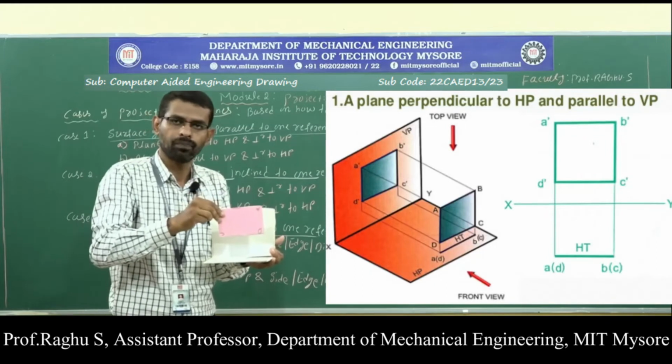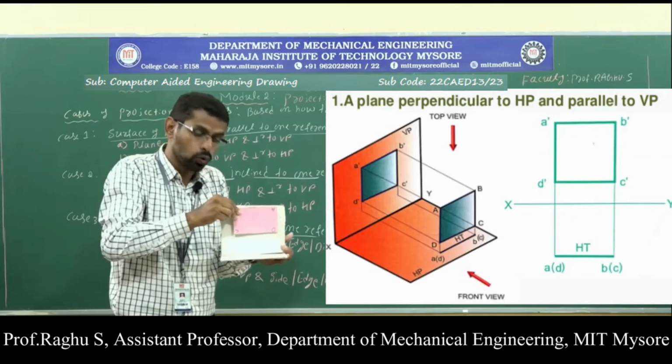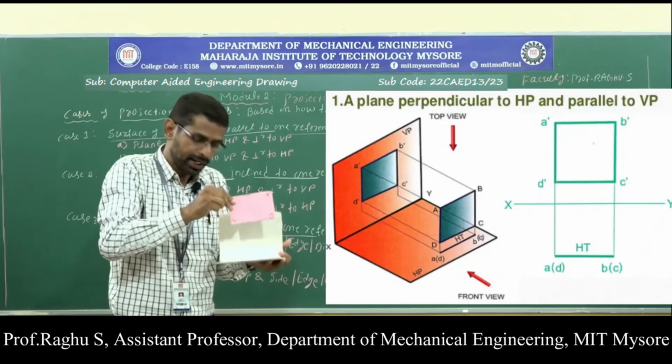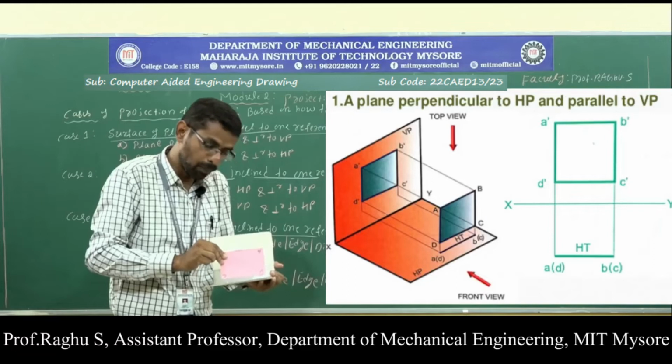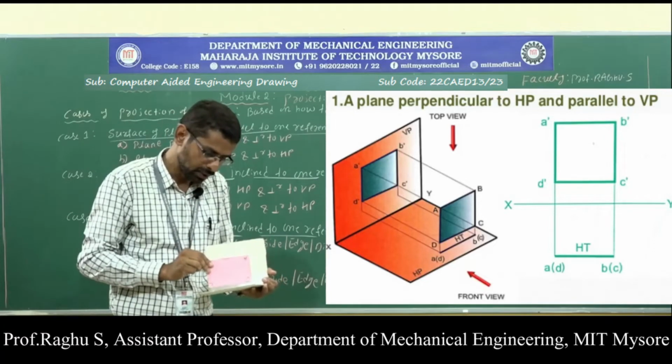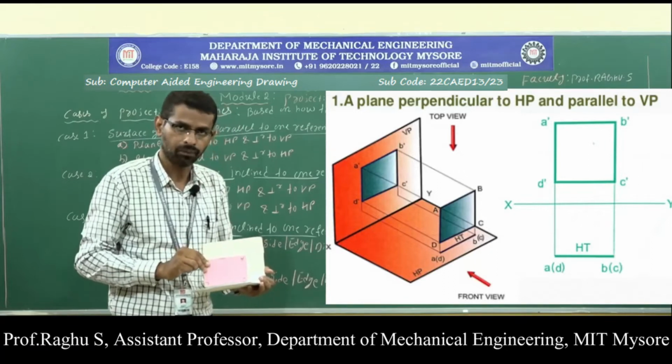So I will get the true shape on the vertical plane, that is, in the front view. Okay, this is the true shape. And in the top view, the plane appears as a straight line.